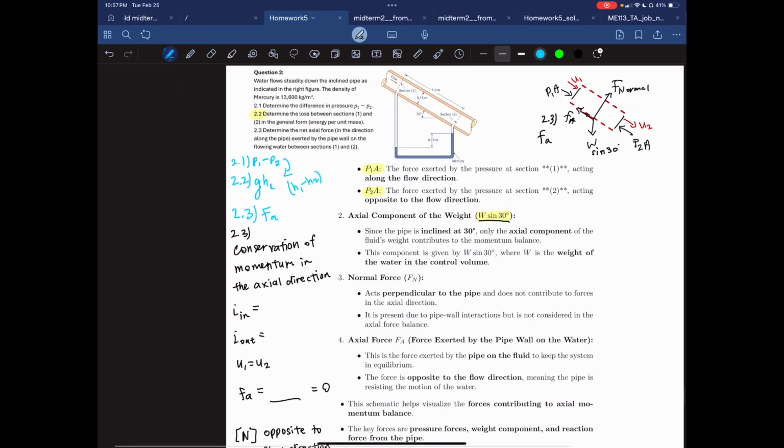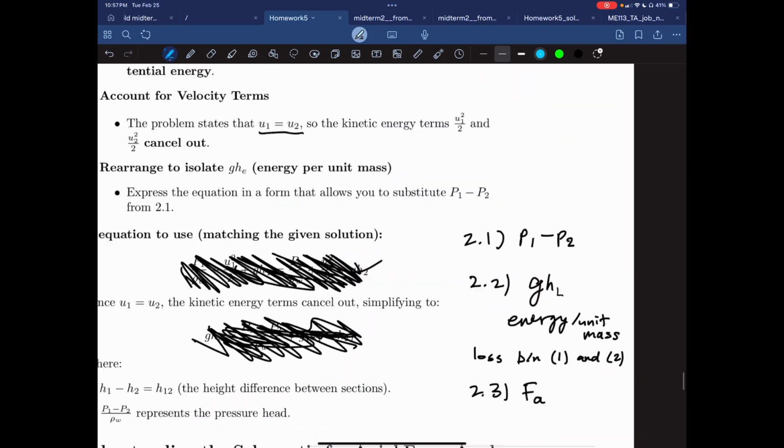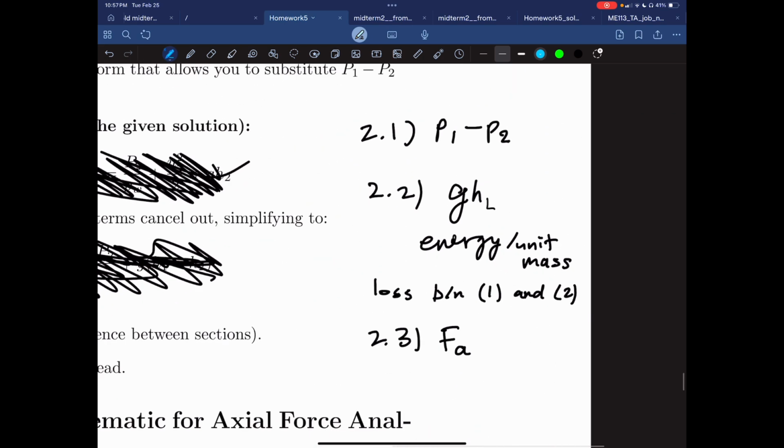And I made a typo because a student asked a good question on what our answer would look like for each part of question 2. And I wrote this wrong for 2.2. I'm sorry, that was a mistake. I meant to put L.